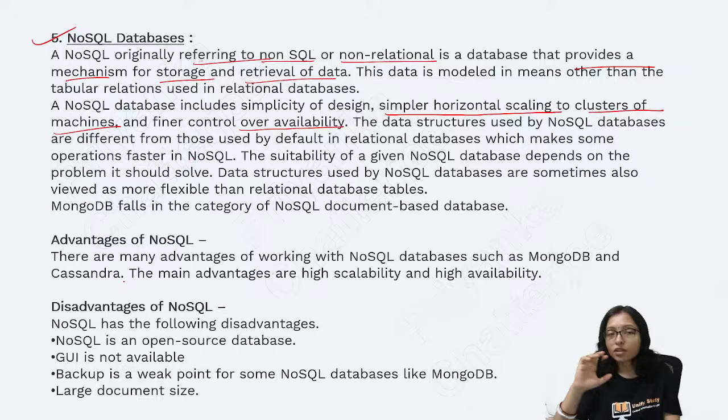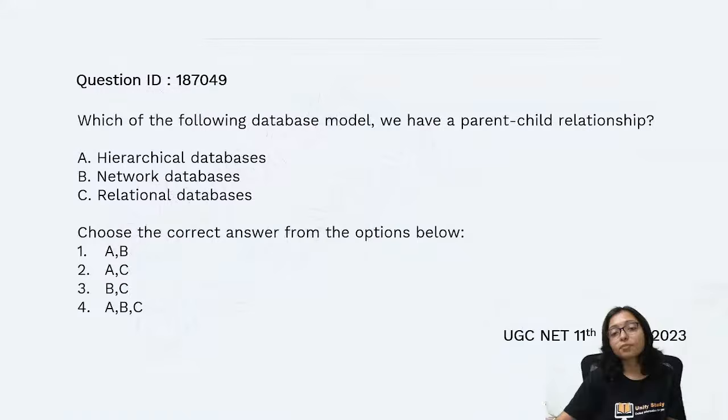So here are the advantages of NoSQL. There are many advantages of working with NoSQL, like MongoDB, and nowadays we mainly use it for Hadoop, NoSQL, big data. These concepts are very trending topics, right? Now you can see here is a question: which of the following database models has a parent-child relationship? Can you tell me what the answer is?